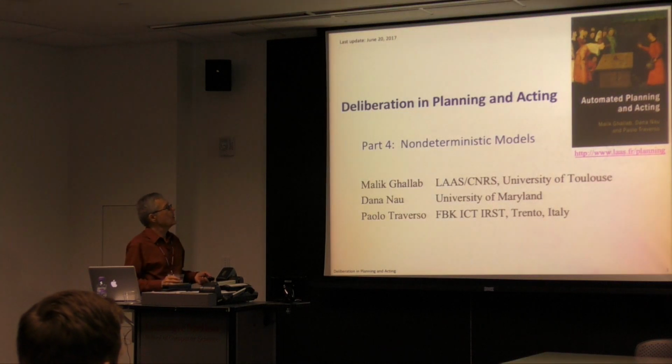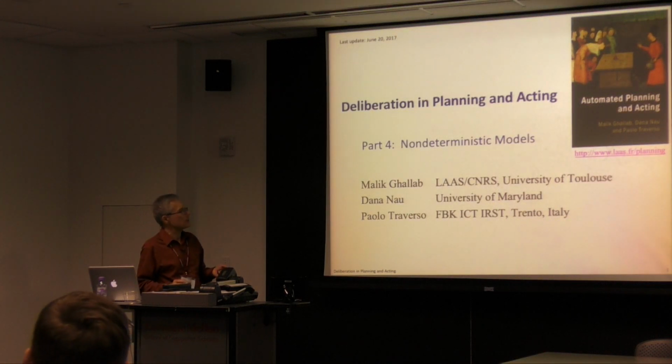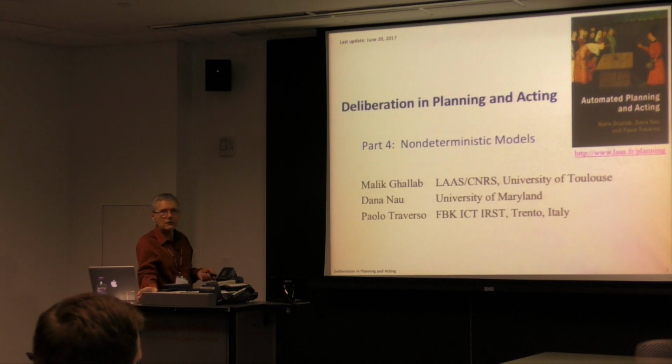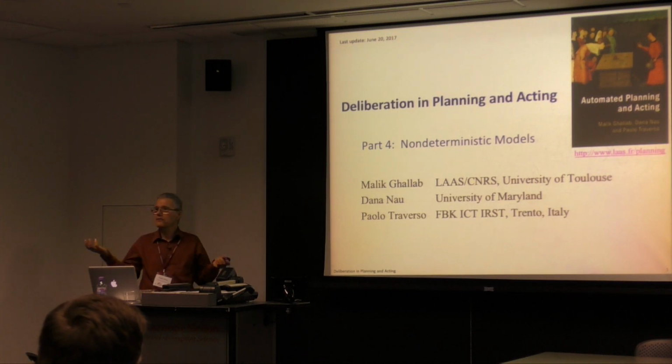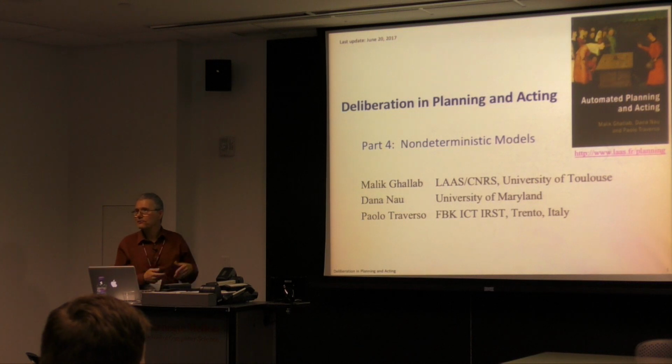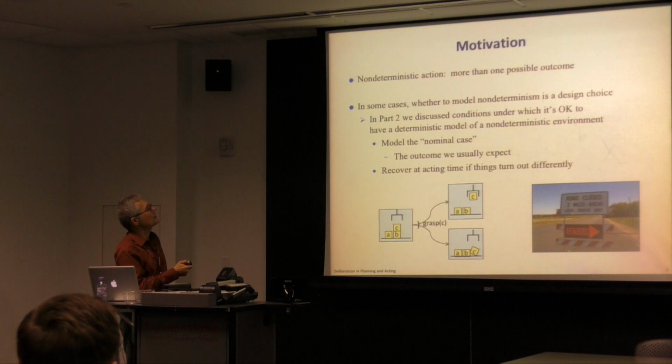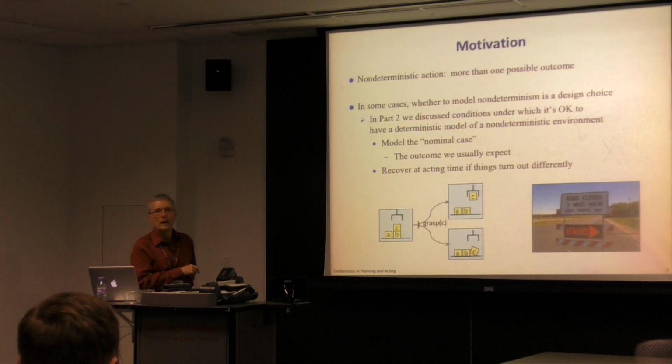All right, so next is non-deterministic models. I talked earlier about how things can go wrong when you're executing actions. That would be an example of non-determinism. Basically, a non-deterministic action is one that has more than one possible outcome.